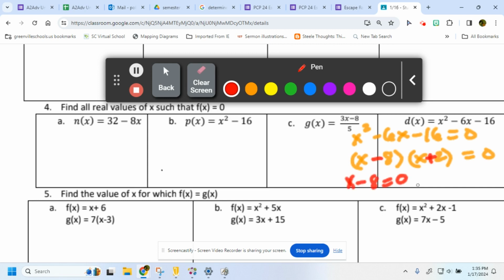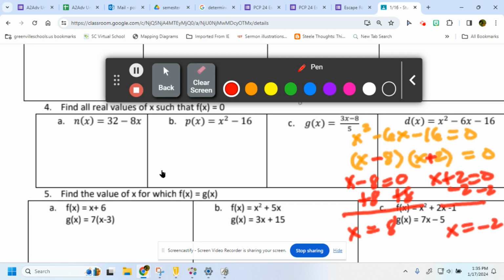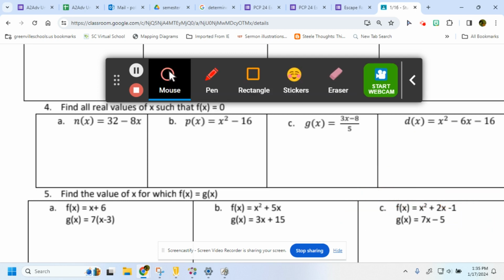x minus 8 equals 0. x plus 2 is equal to 0. So plus 8 here, plus 8 there. x equal to 8. Minus 2 here, minus 2. x equals negative 2. So those two are the answers. Okay.